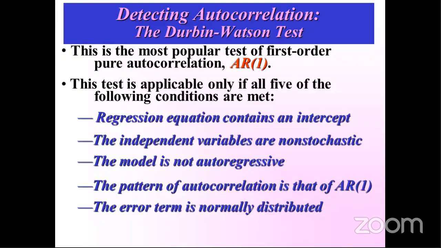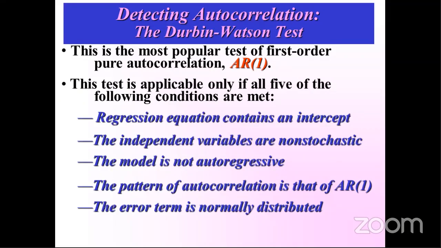autocorrelation. The first one is the regression equation should contain an intercept. That's why in your regression equation there must be an intercept term, beta naught, should be there. If it is beta 1 and beta 2, or beta naught and beta 1, your model should consist of an intercept term. The second one is the independent variables should be non-stochastic.